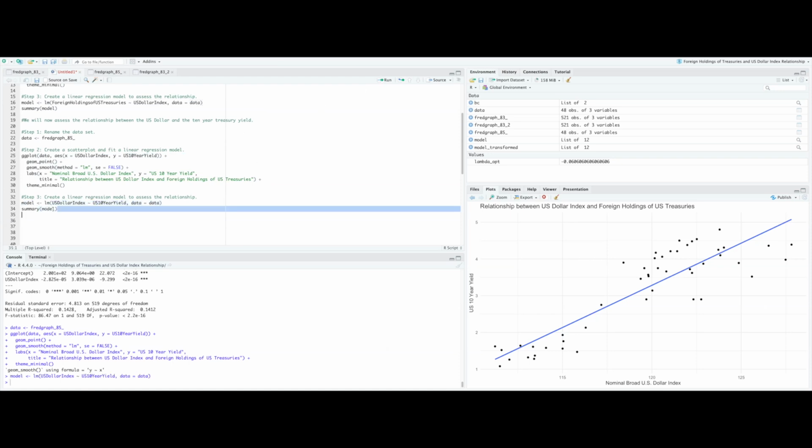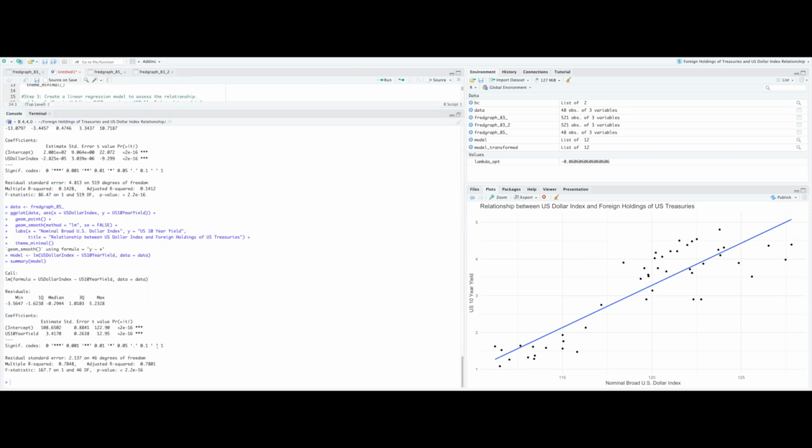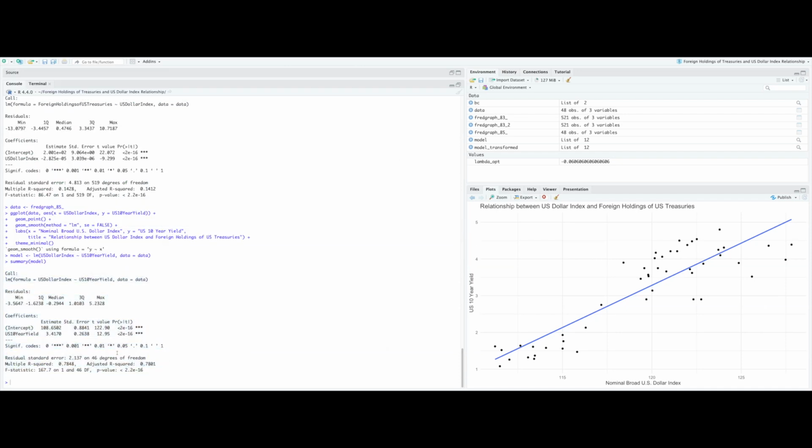We will create the model. We will look at the summary. Over here, you can see the regression output. What this regression output tells us is that there's a positive relationship between the 10-year yield and the US dollar. As the 10-year Treasury yield increases, the dollar tends to strengthen.